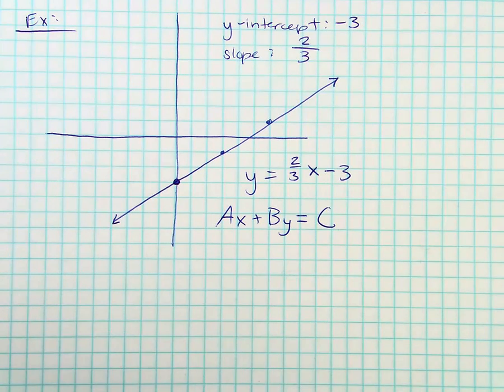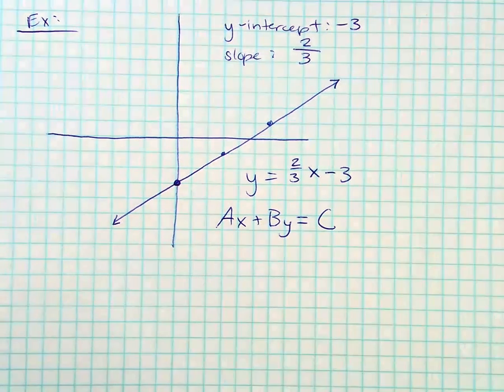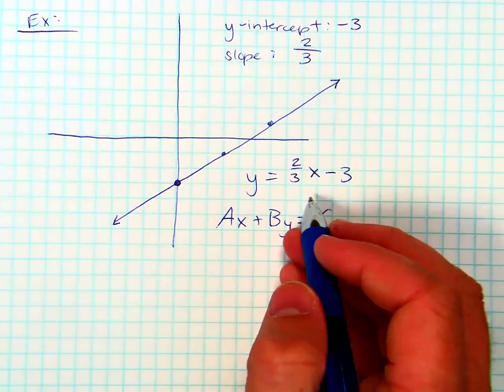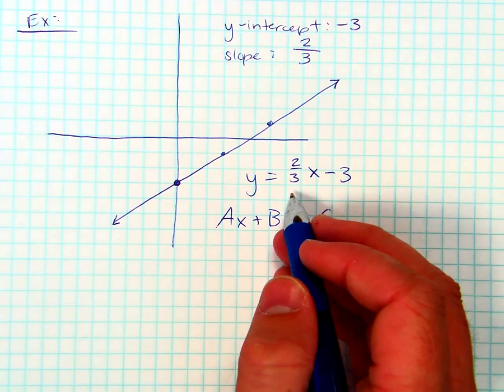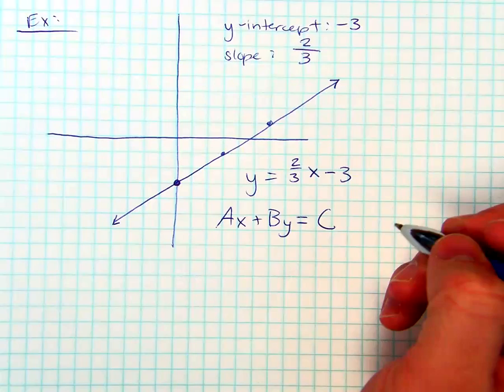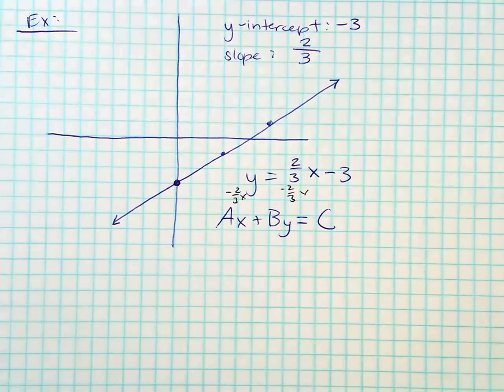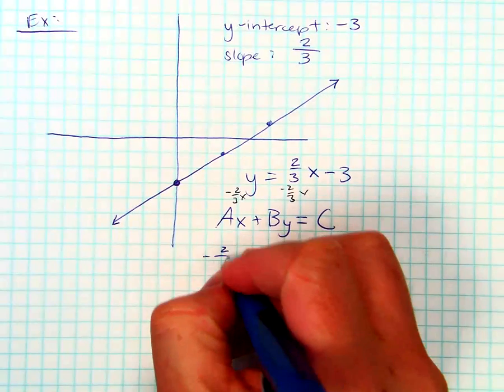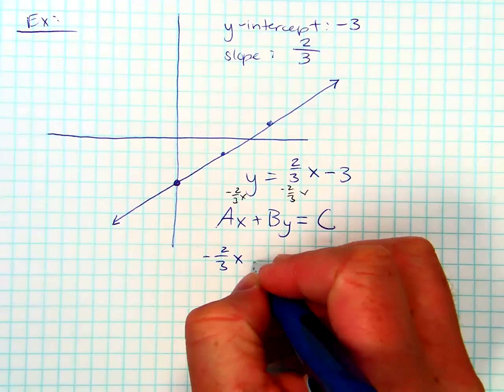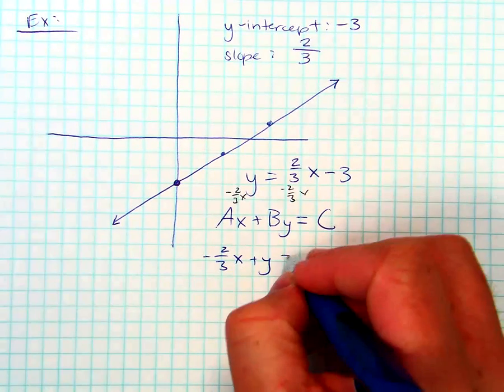So let's start with this. In standard form, x and y should be on the same side of the equal sign. So can someone tell me how I can move the 2/3 x to the other side so that x and y are on the same side? They need to be on the same side of the equation for this to start out. Spencer? Subtract 2x from both sides. Not just 2x, 2/3 x. So I'm going to subtract 2/3 x on both sides of this equation. So minus 2/3 x minus 2/3 x. And what I'm going to end up with here is a negative 2/3 x plus y, because it was positive, equals negative 3.